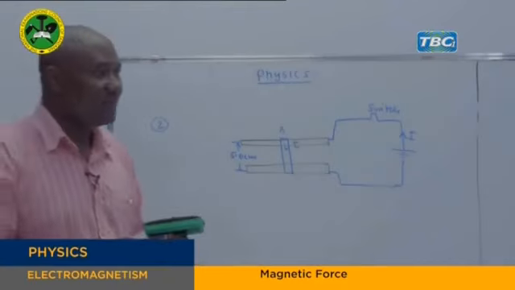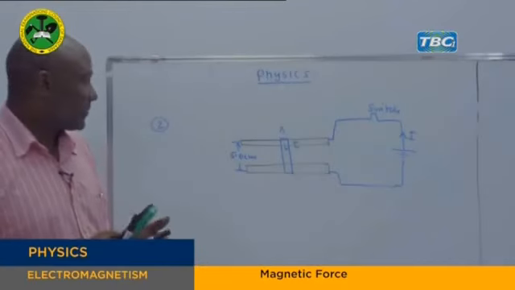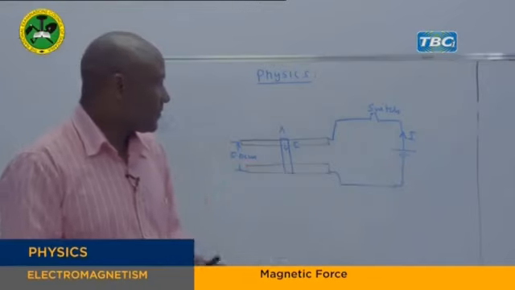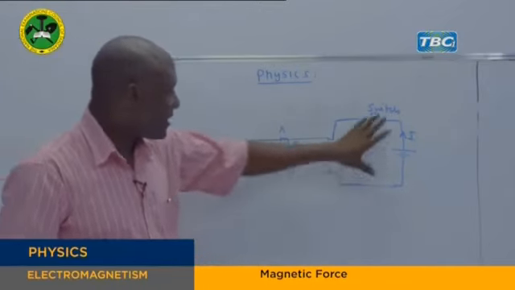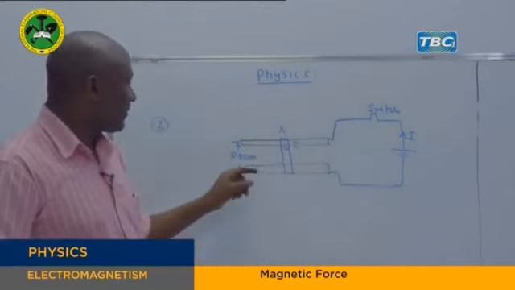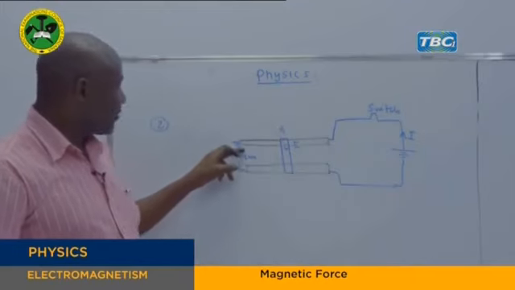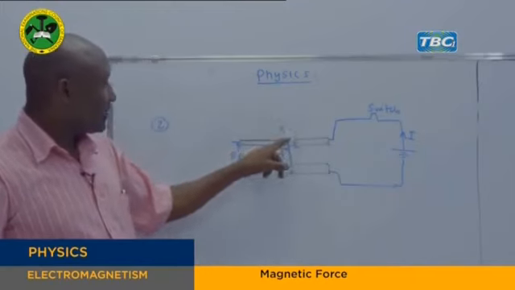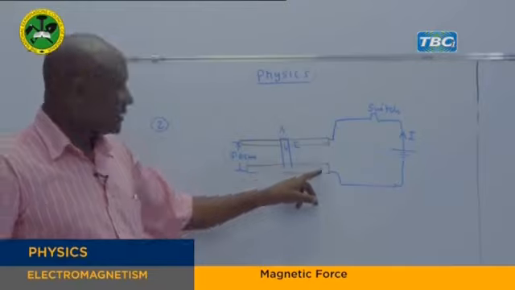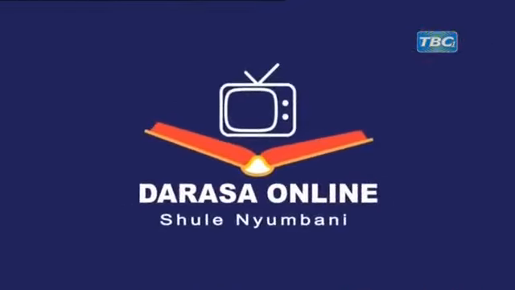From this diagram, you can see that when the current flows through the main switch, through the wires, and into these copper rails, this side is open, so the current will be coming down to this bar X and then going around a loop. You are watching Darasa Online.